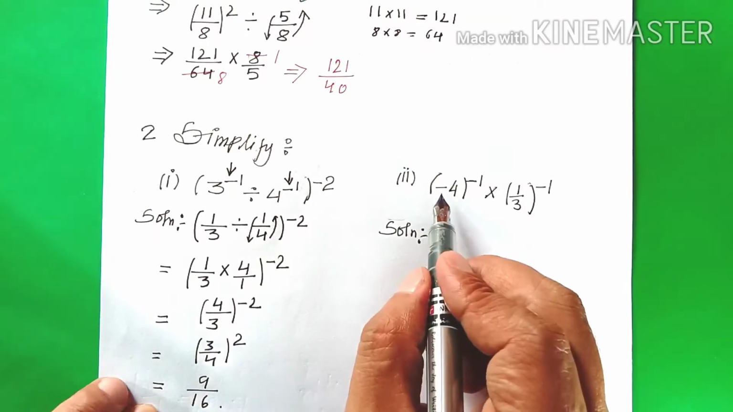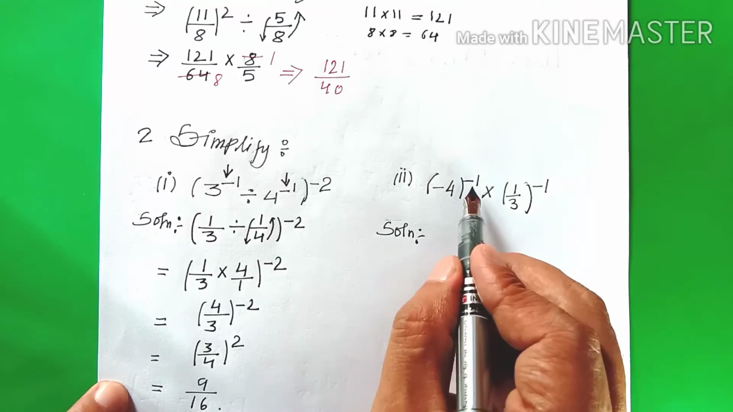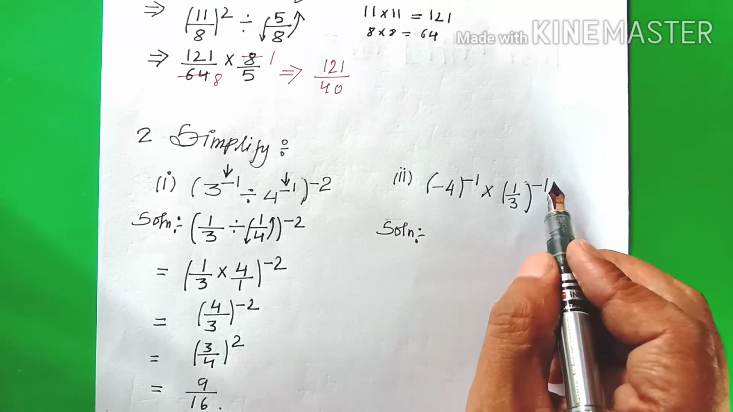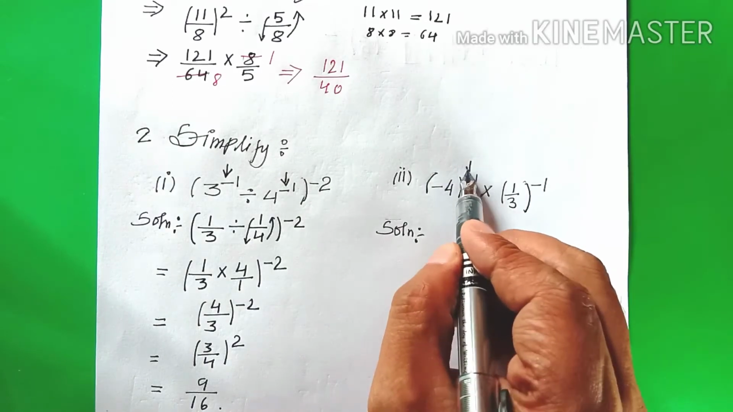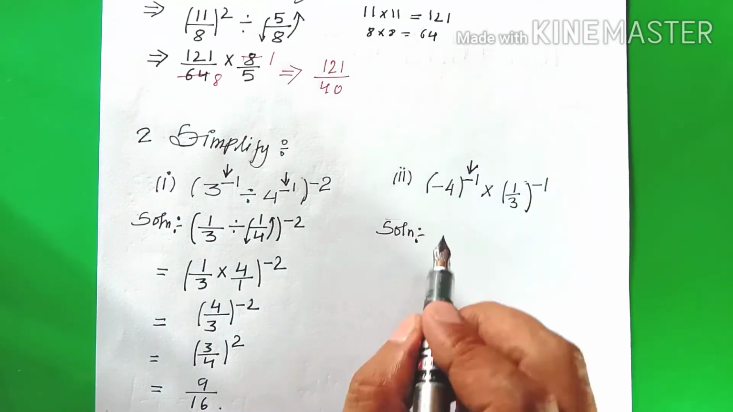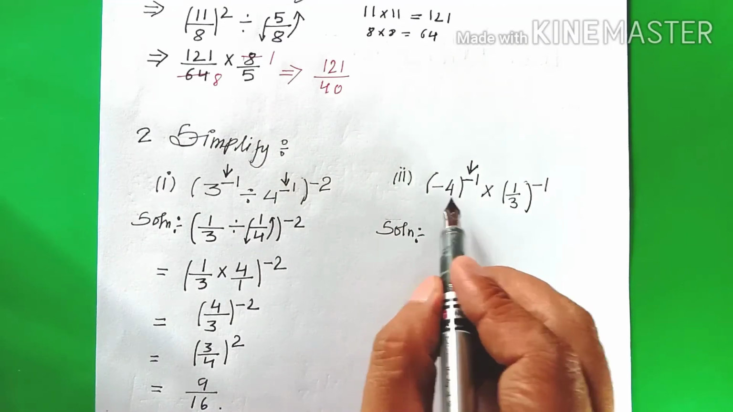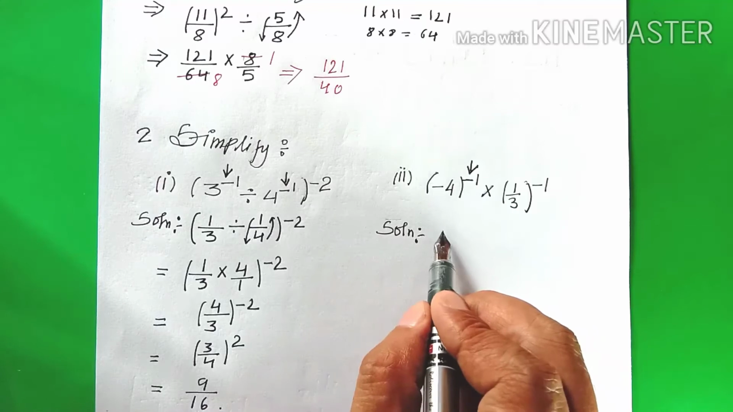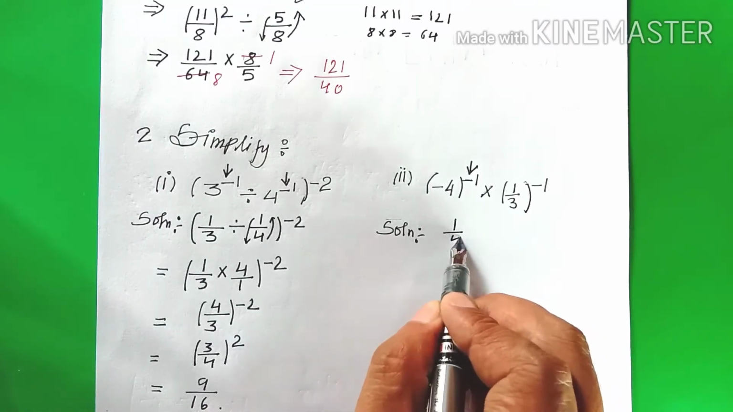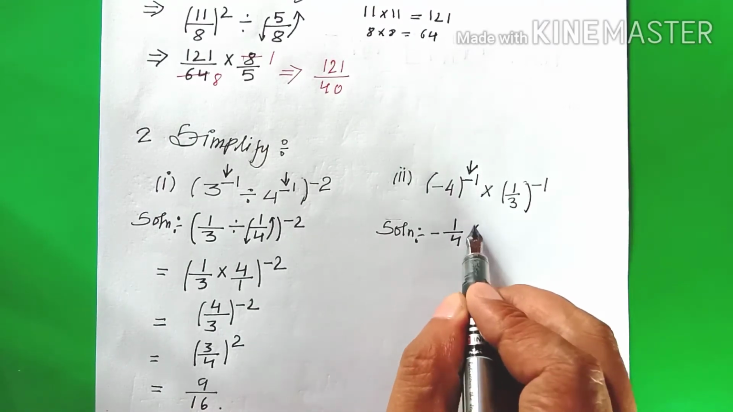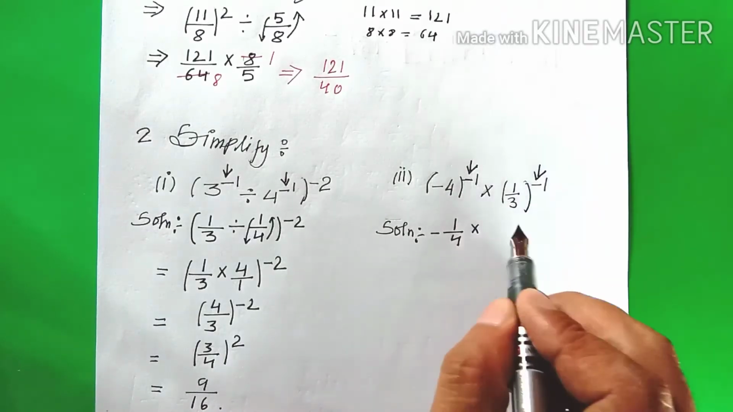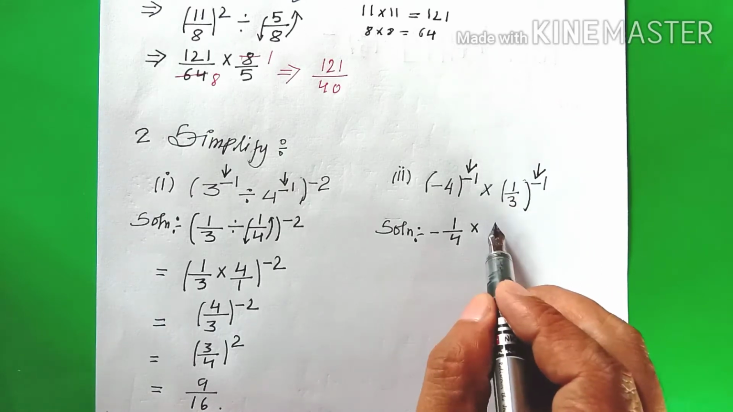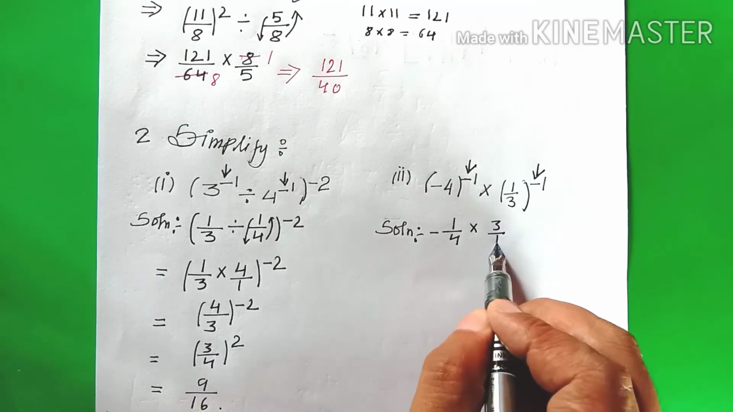Now sub question number 2, again we can see here minus 4 raised to negative 1 times of 1/3 raised to negative 1. Again here you can apply the laws here, change the negative power into a positive power. After that you'll have to simplify. So minus 4, the reciprocal of minus 4, which is 1 by 4, it has a negative sign. Again times of, again here it has a negative power. Now change this power into a positive. The reciprocal of 1/3, which is equal to 3 by 1.